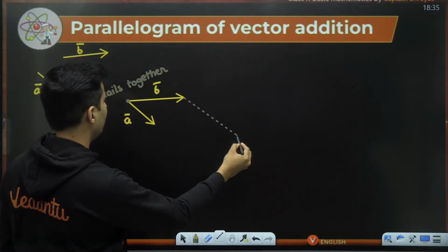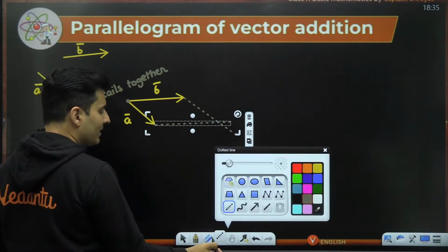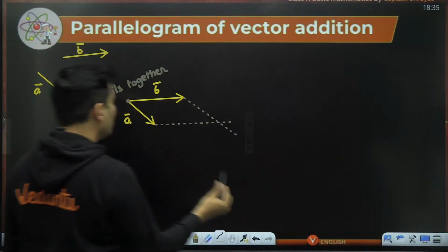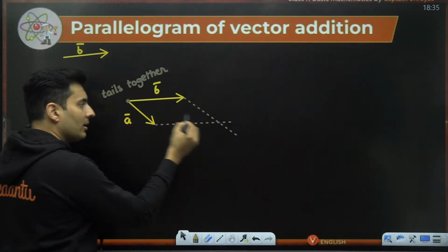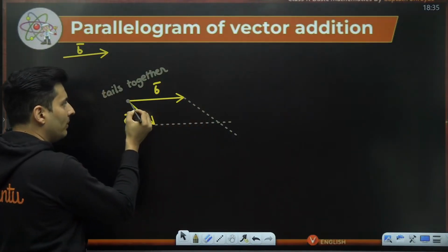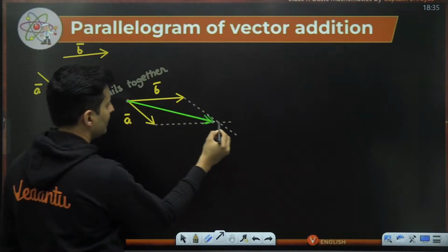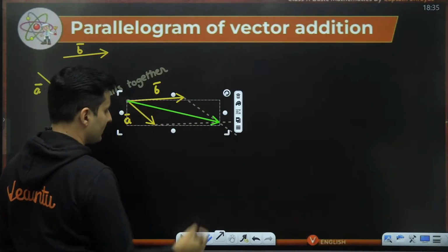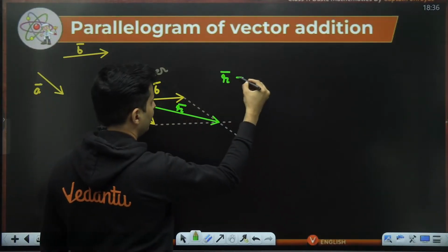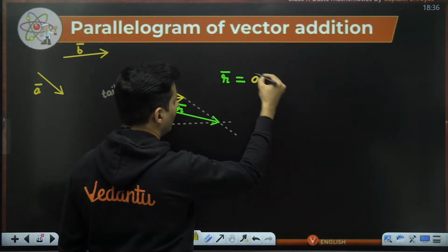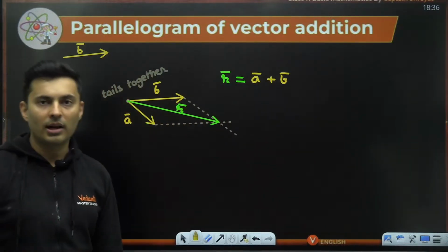This line and this line parallel, this line and this line parallel, something like that. Now, once you draw these parallel lines, you will be able to draw a diagonal, not this one, from the common tail. You will be able to draw a diagonal from the common tail like this. That becomes your resultant. So that resultant is nothing but the vector sum of A and B. This is how you add using the parallelogram law.